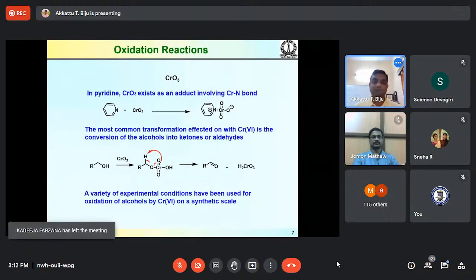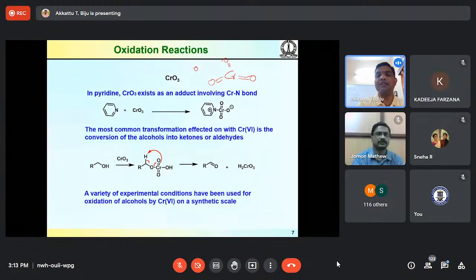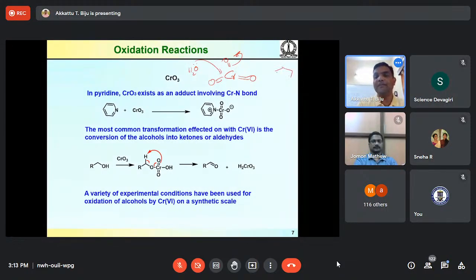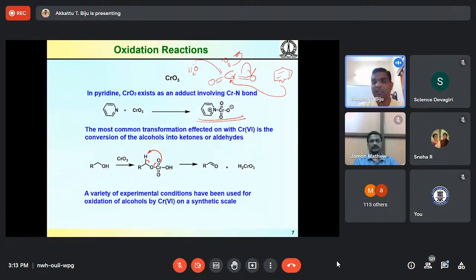So if you take chromium trioxide, instead of a nucleophilic addition of water to generate the chromate or dichromate, if you use pyridine as a nucleophile, what will happen? The pyridine can add as a nucleophile, polarizing one of the chromium oxygen bonds, which results in the formation of a zwitterionic species having a chromium nitrogen bond.